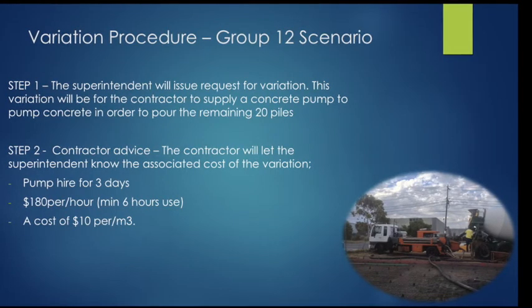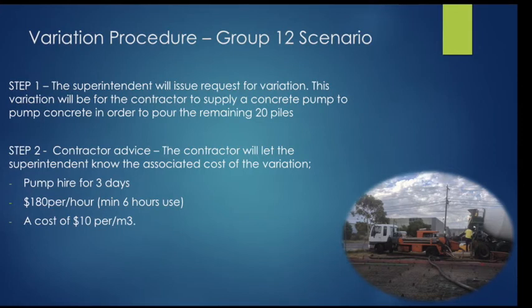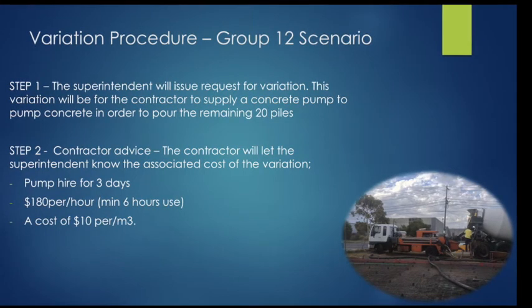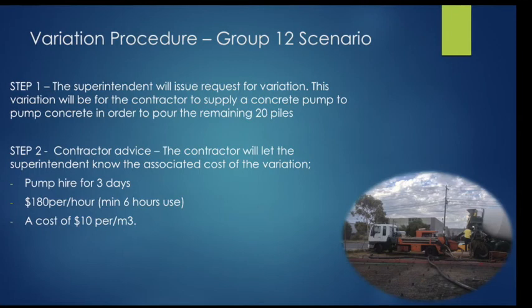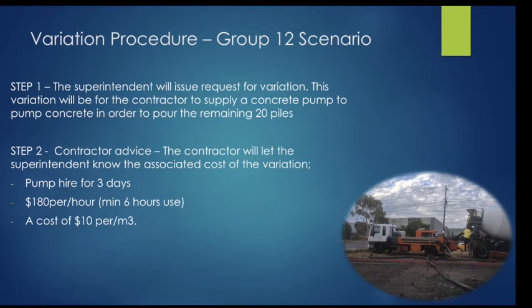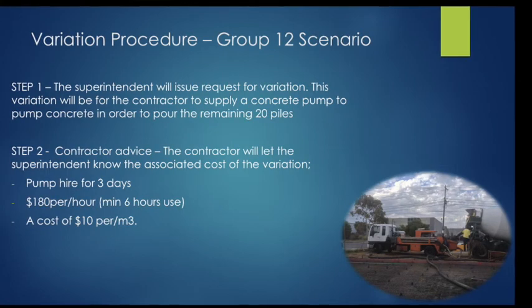Step 2 is the contractor advice. This is where the contractor will let the superintendent know that the pump will be hired for a total of 3 days. The cost of the pump will be $180 per hour, with a minimum of 6 hours use per day. A further cost of $180 for travel each day, and also a cost of $10 per square metre that is pumped through the line pump.